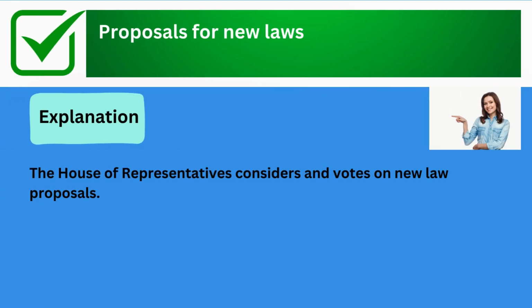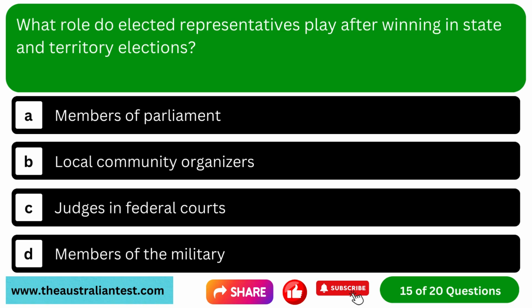The correct answer is proposals for new laws. Explanation: the House of Representatives considers and votes on new law proposals. Question 15. What role do elected representatives play after winning in state and territory elections?